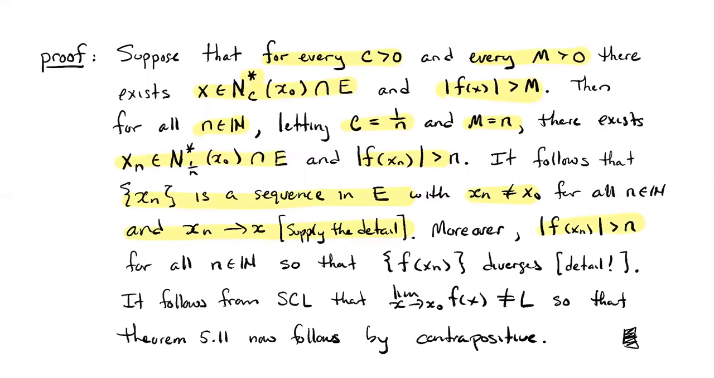But the image sequence, for every n, f of xn is greater than n. So that image sequence diverges. It can't converge to something if its nth value is bigger than n for every n. It's diverging to infinity, right? So therefore, the sequential limit criterion says that this limit can't exist, because I've got a sequence converging to x0, but the image sequence diverges. It's by the divergence criterion, if you like. This limit can't exist. So that proves theorem 5.11 by contrapositive. If the limit exists, then the function must actually be bounded on some neighborhood.